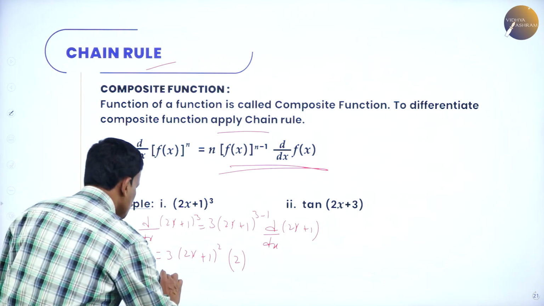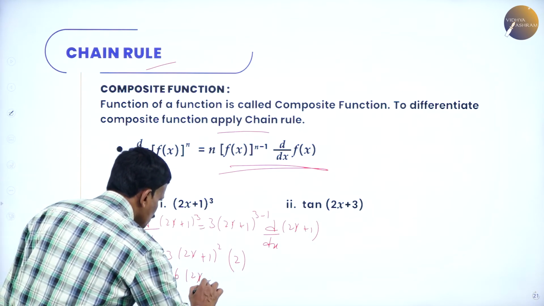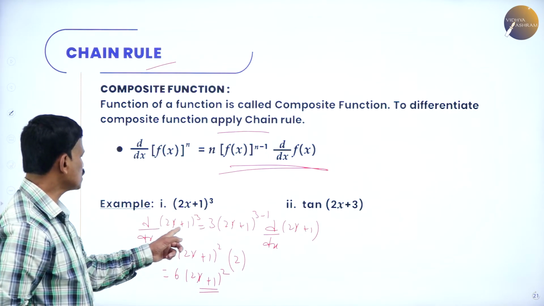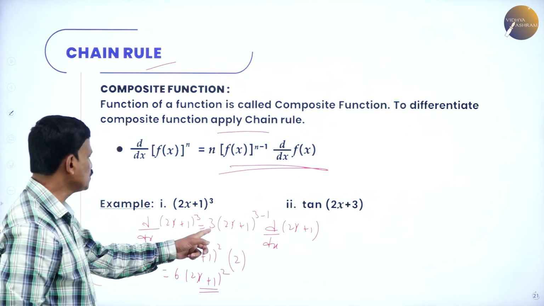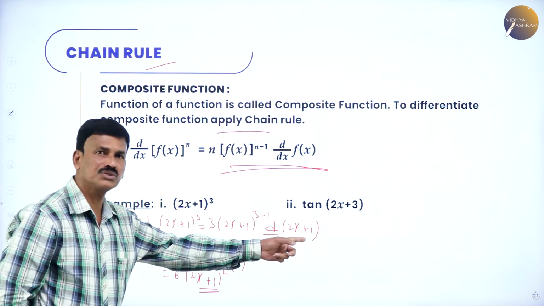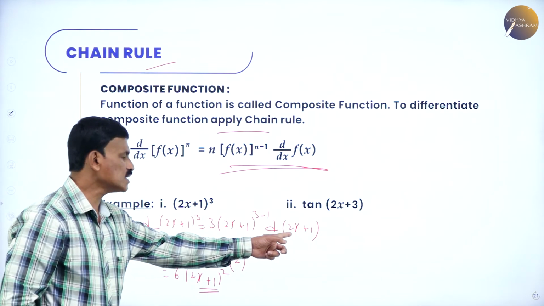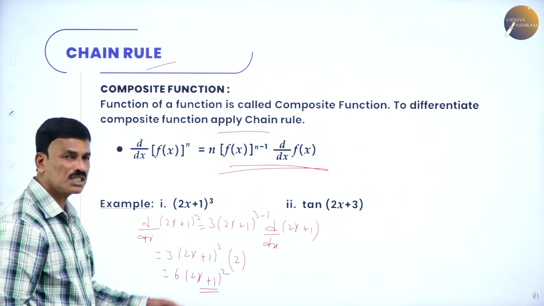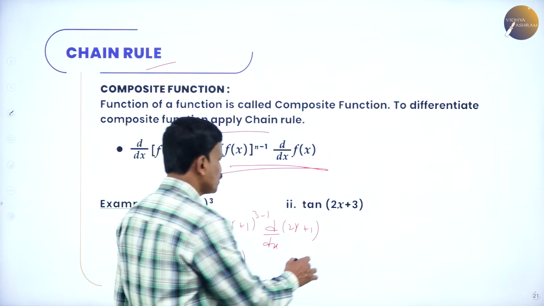So multiply this, 3 into 2 is 6 times (2x + 1) whole square. That's it. See here, f(x) = (2x + 1) to the power of n, so n into f(x) to the power of n minus 1 into d by dx of the inside function 2x + 1. So 2 is constant, differentiation of x is 1, 1 into 2 is 2, 2 into 3 is 6 times (2x + 1) whole square.